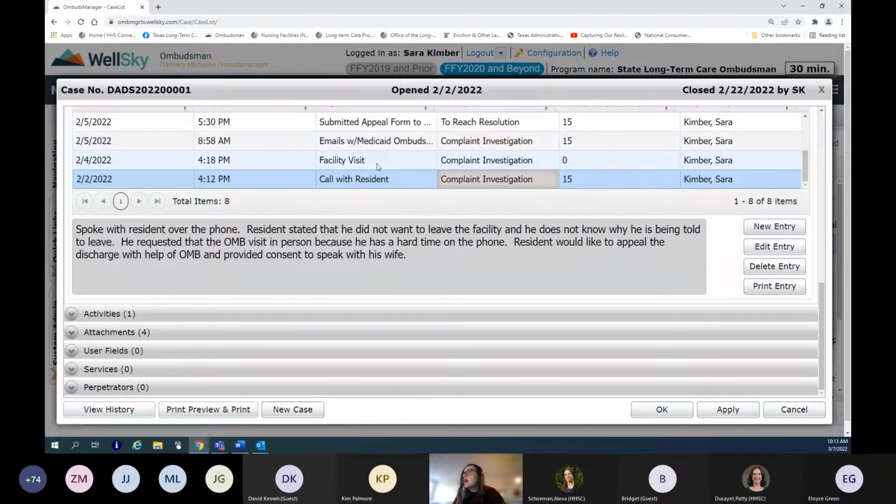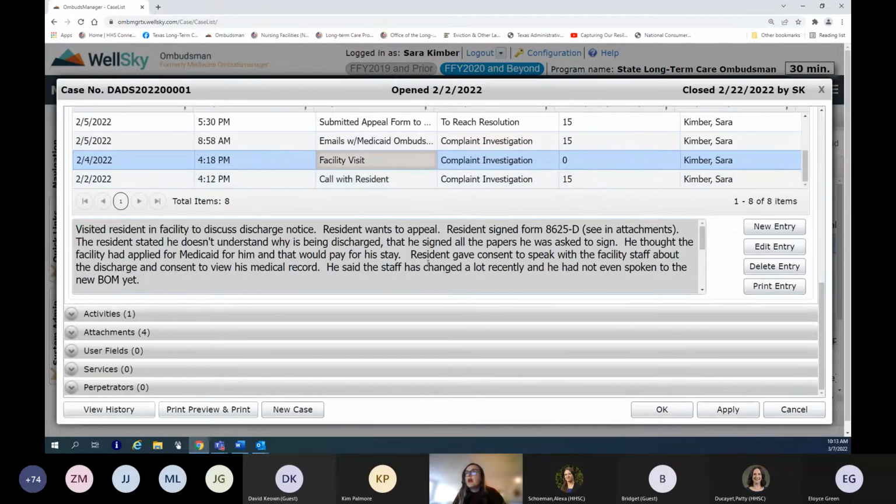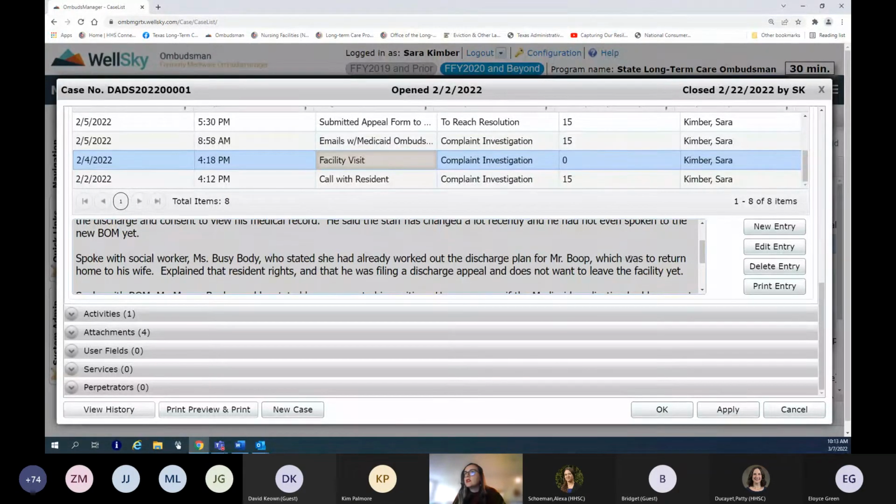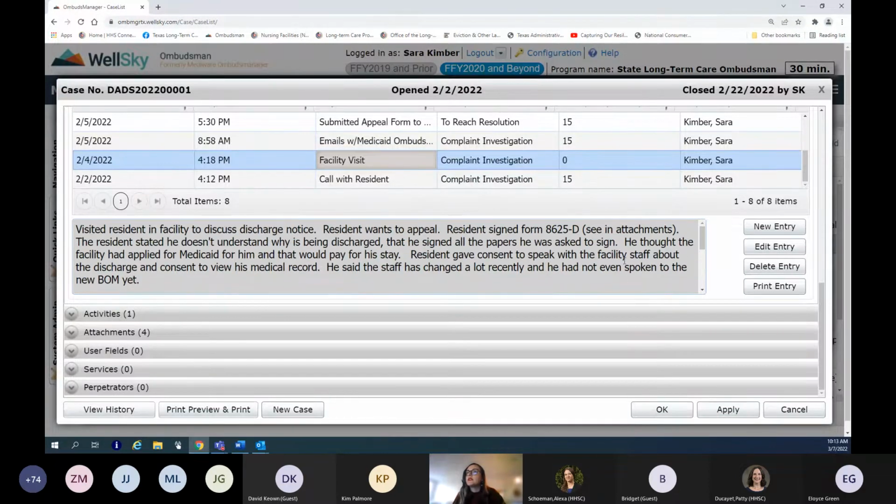And we can see my next journal entry here on the 4th. So I actually went and made a facility visit. And here I've got a very long journal entry with all the information that happened during that facility visit. So what happened when I went? I visited him in person. He told me again he wants to appeal. He signed the 8625 discharge form, and I even made a note here that it's in the attachments.